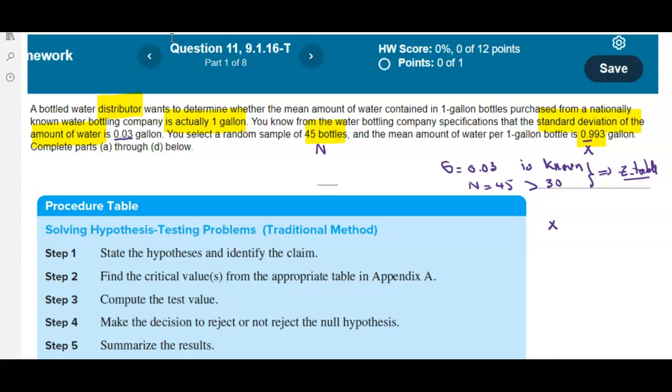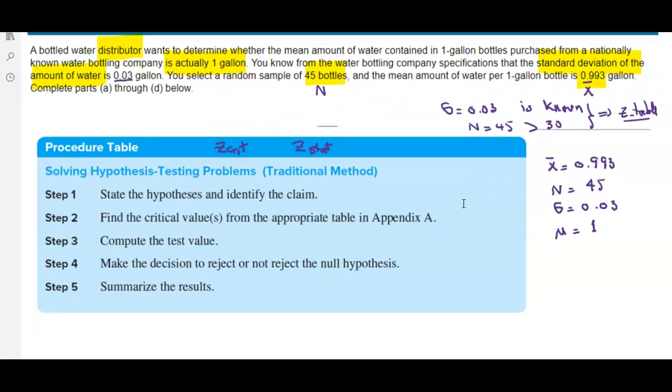So we have X bar, which is 0.993. The N was 45. The sigma is known and is equal to 0.03. And the mean is going to be 1 gallon. Now the method that we're going to use is the traditional method, which is going to compare Z critical and Z stat. All right, let's start with step number 1.